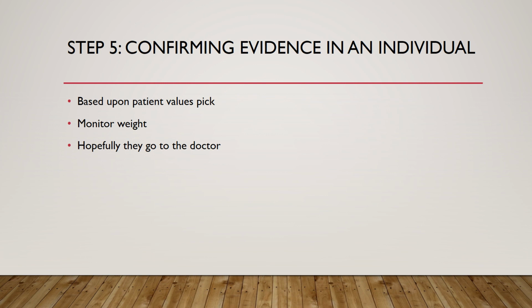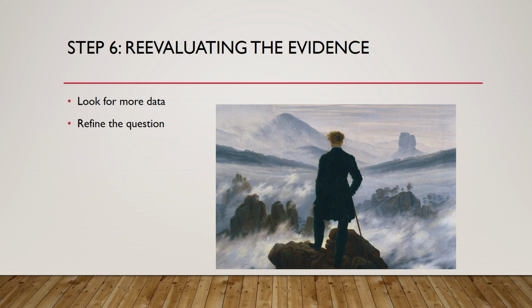Then we move on to step 5, which is confirming the evidence in a particular individual. So based on the patient values and what they pick, and educating them on things like trying to get their comparator or their goal in line with what is actually possible or consistent. Then we monitor their weight. Hopefully they go to a doctor. We have a program with one individual, and this is a really slow process. You have to do things in one person before we move on to a bunch of other people, right?